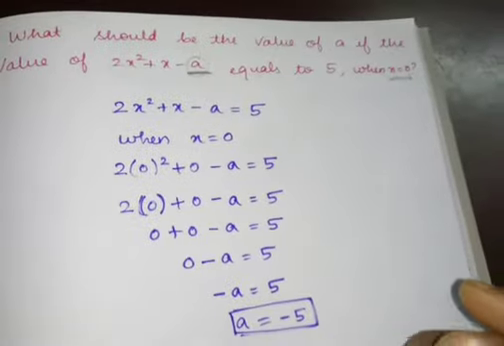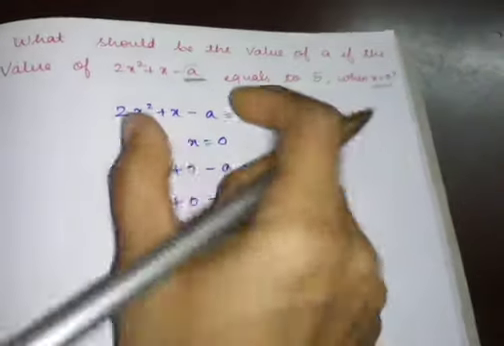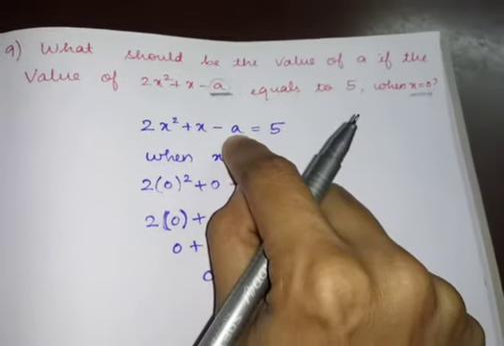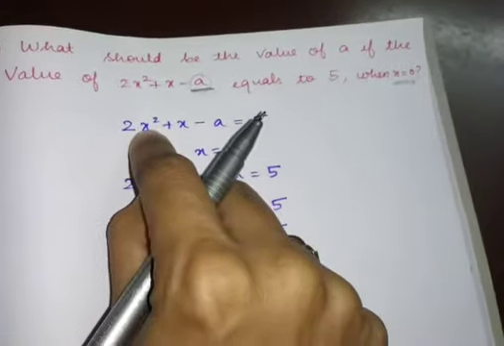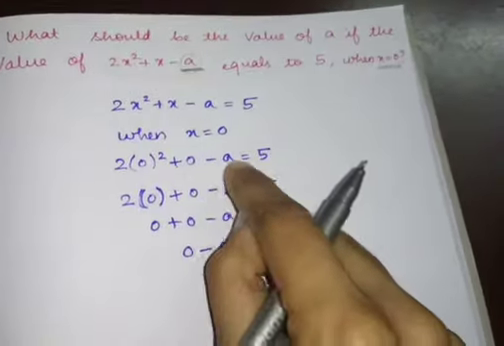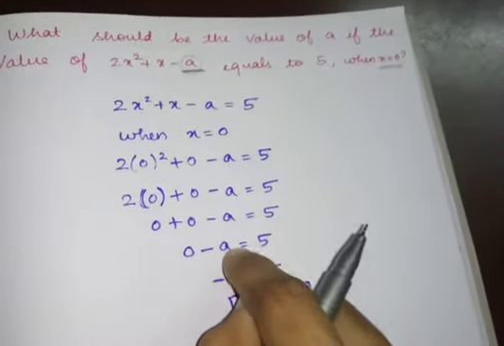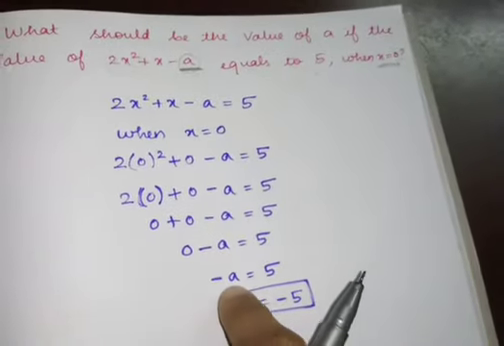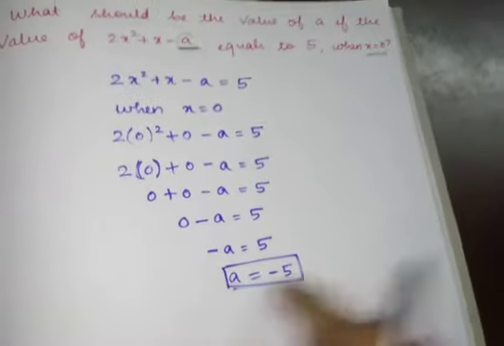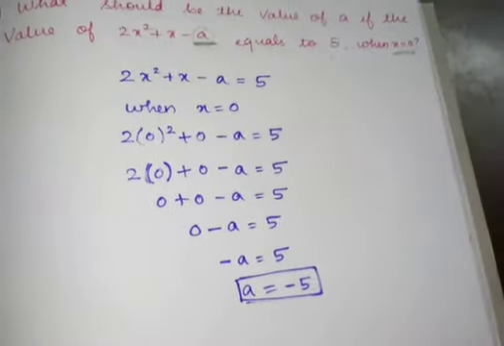Listen children, in this question, they have given that the value of this expression is 5. We should find the variable a. The value of the variable x is given. We should substitute the value of x like this, because I want to find only the value of a. Everything is 0. At last I am getting minus a is equal to 5. Now, I told you, I want only a. I don't want minus a.